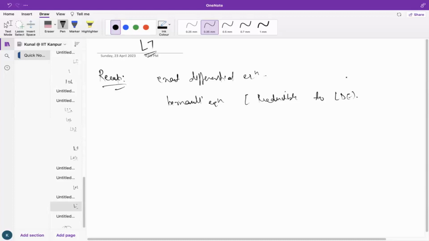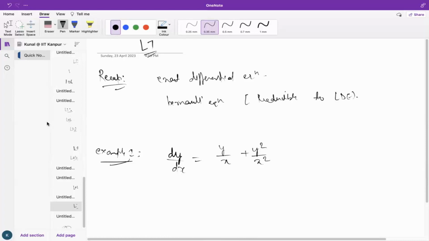So let's begin with the first problem. This is our example number 1. Our first problem looks like dy by dx is equal to y by x plus y square by x square. We have to find the general solution of this differential equation. So how to proceed?